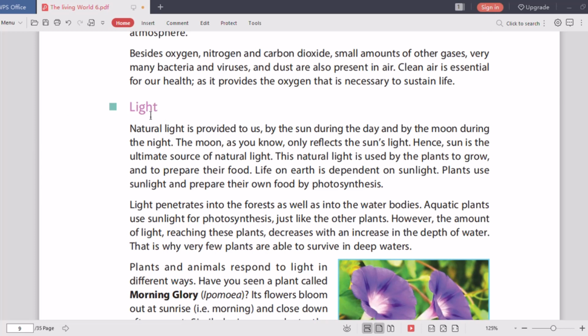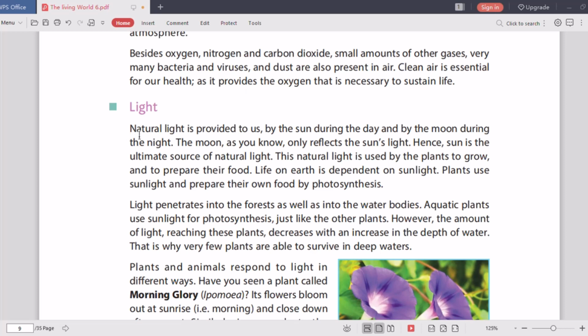So here is another abiotic component, that is light. Natural light is provided to us by the sun during the day and by the moon during the night. The moon, as you know, only reflects the sun's light. Hence, the sun is the ultimate source of natural light. This natural light is used by plants to grow and to prepare their food. Life on Earth is dependent on sunlight. Plants use sunlight and prepare their own food by photosynthesis.